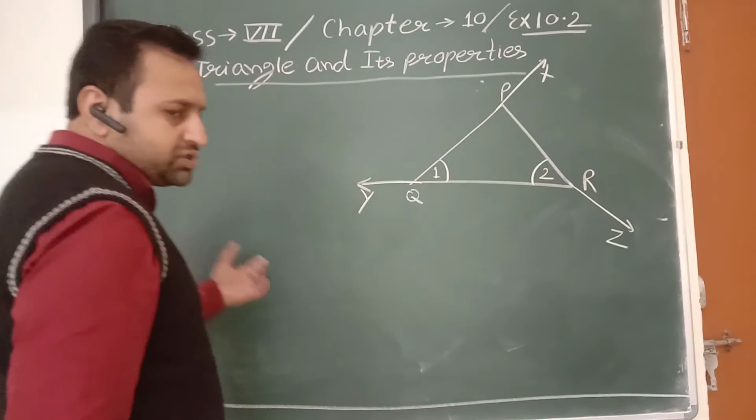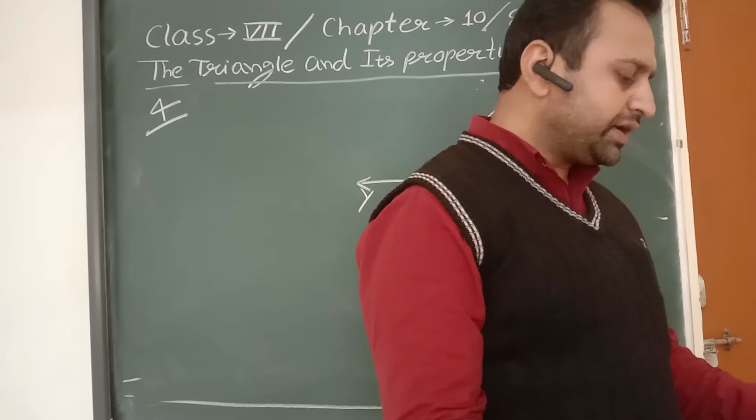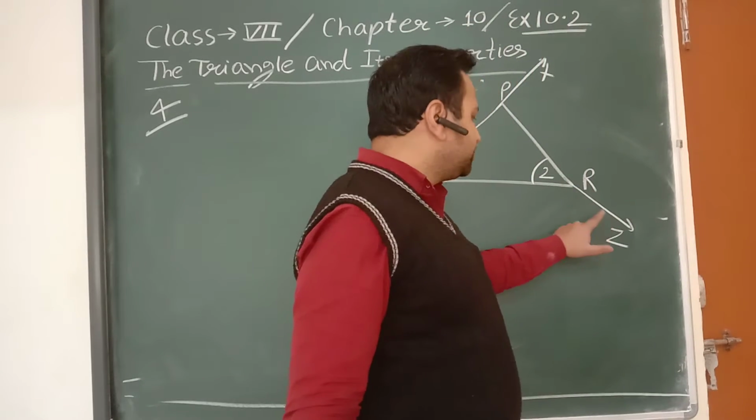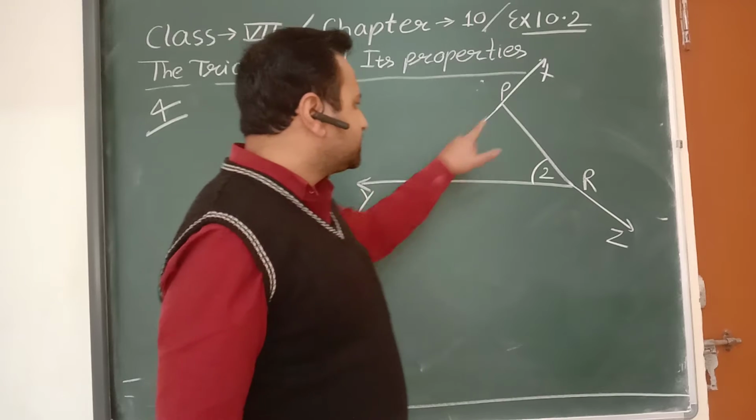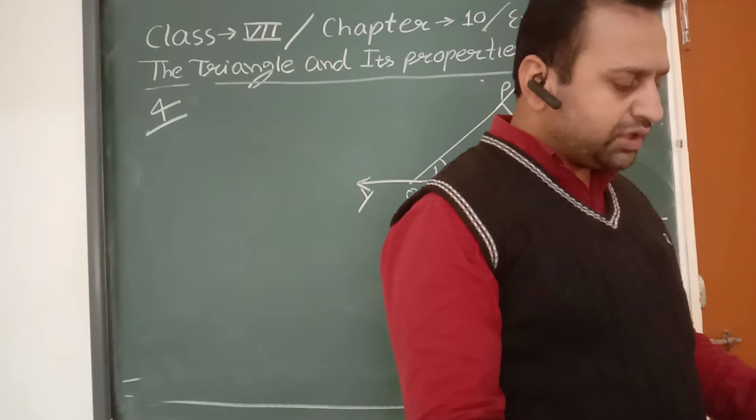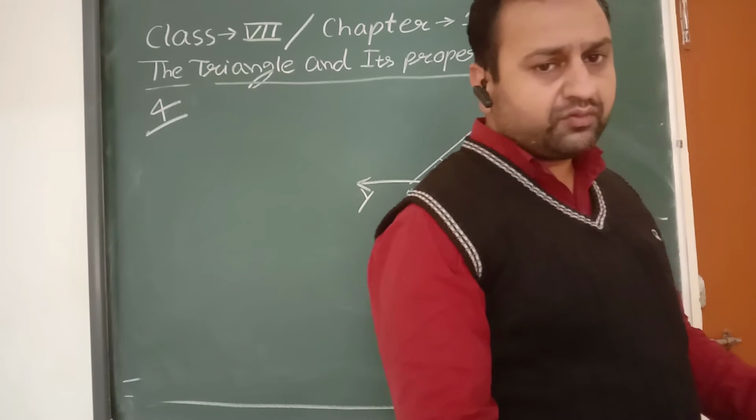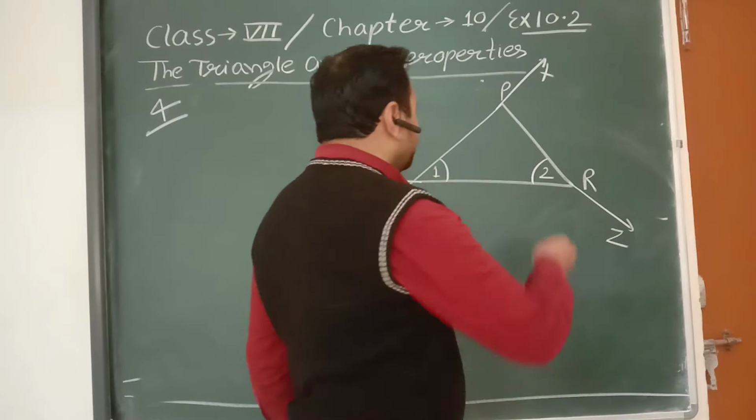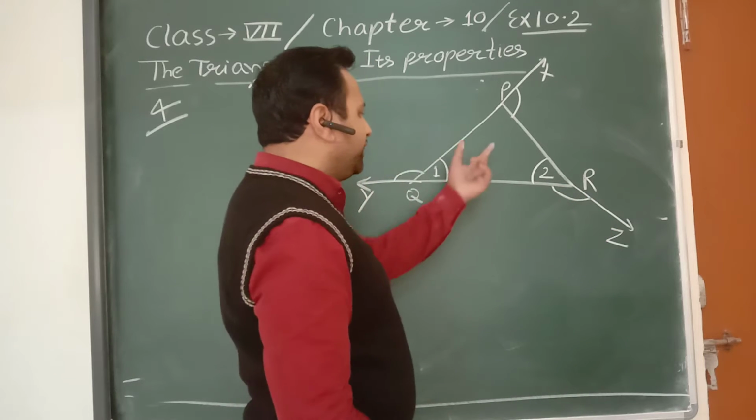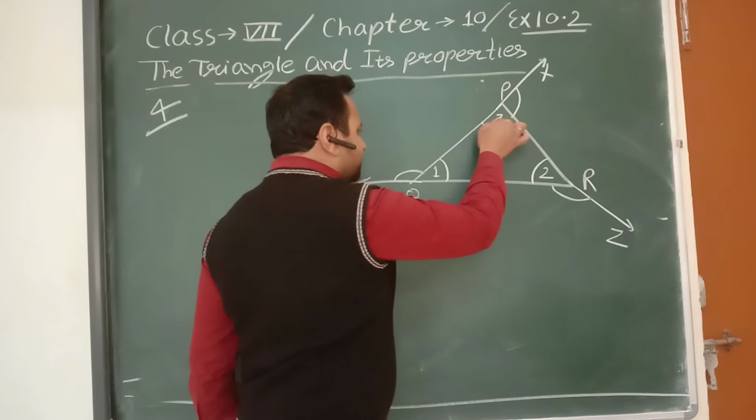Okay friends, now we discuss question number 4. In question number 4, in a triangle PQR, the sides have been produced as shown. It means side PR is produced, side RQ is produced, and side QP is also produced. Angle 1, angle 2 both are given, and we have to find the third angle of the triangle. After this, we have to calculate the sum of these 3 angles. So firstly we calculate the third angle of the triangle, and we suppose that it is angle 3.